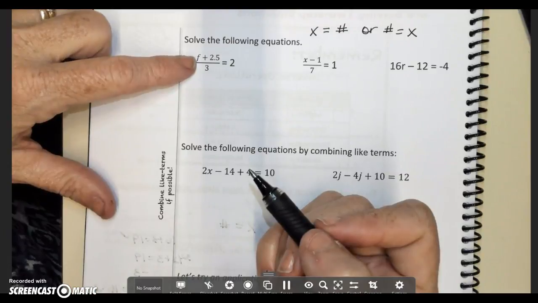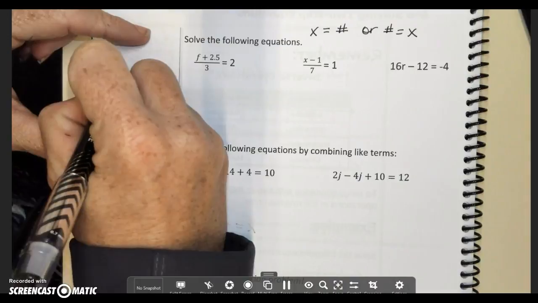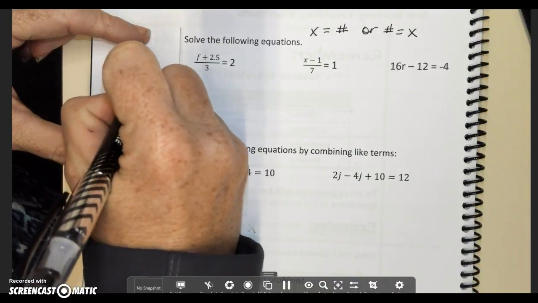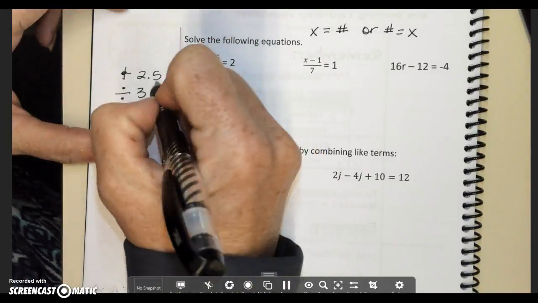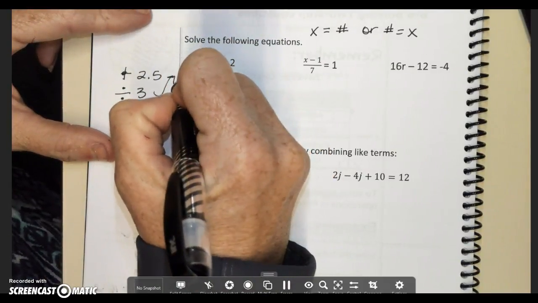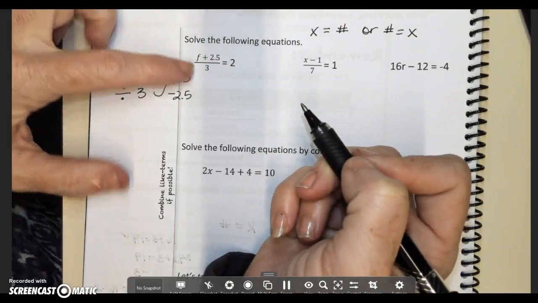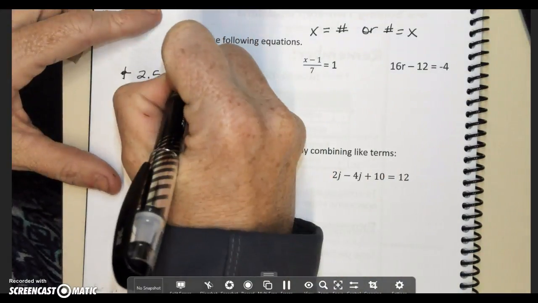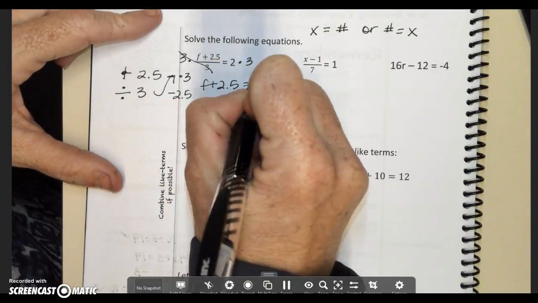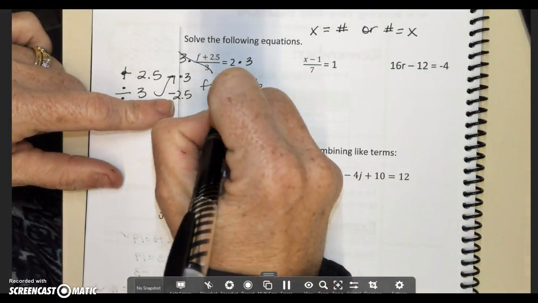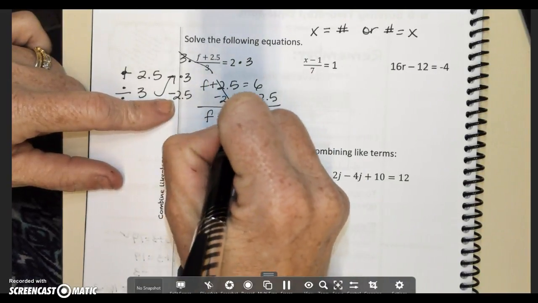Okay, so in this first one, f had 2.5 added to it. So it had 2.5 added, and then it was divided by 3. So we're going to switch those around, and the first thing we're going to do is multiply by 3, and then subtract 2.5. So we're going to multiply both sides by 3. That undoes that operation. That gives us 6. And then we're going to subtract 2.5. So that undoes that operation, and we get 3.5.